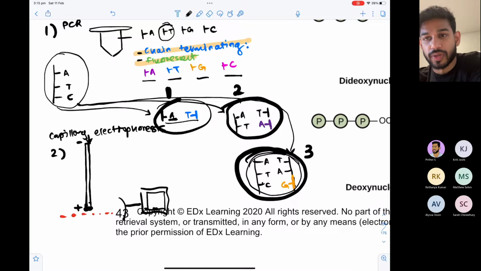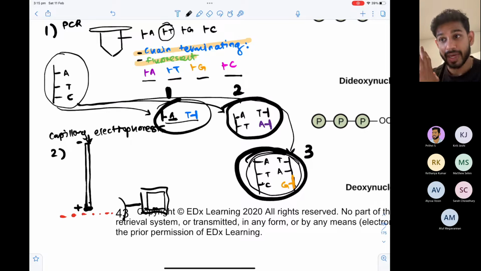So with this information, Kriti, which fragment will travel down first or the fastest? Base 1. Yeah, right. So fragment 1 will travel down to the end of the capillary tube first because it's the smallest fragment. And when it hits the laser, the laser will hit the fluorescent base and cause it to shine a specific color. What color will it shine? It will shine blue because it's been tagged with a fluorescent blue color. So when the first fragment reaches the bottom, it's going to shine a blue color and it's going to get picked up by the computer.